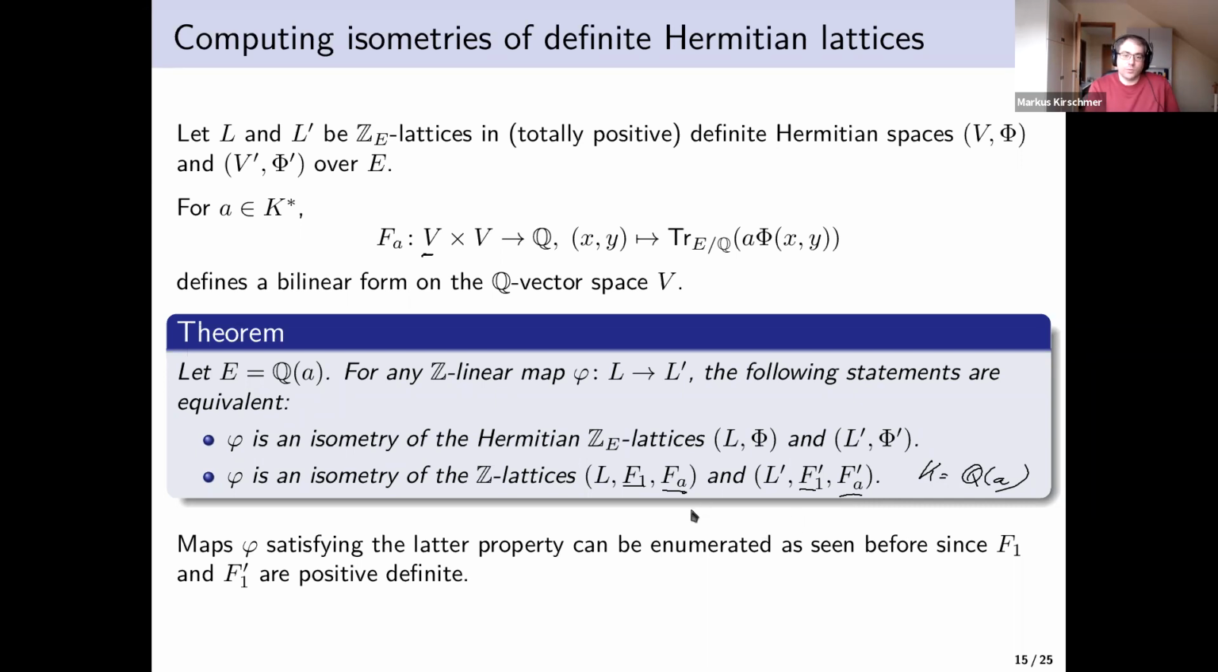So by the trick, we can compute an isometry mapping from L to L prime that maps the inner products with respect to F1 to inner products of F1 prime, and FA to FA prime. And then this will automatically be a Hermitian isometry.